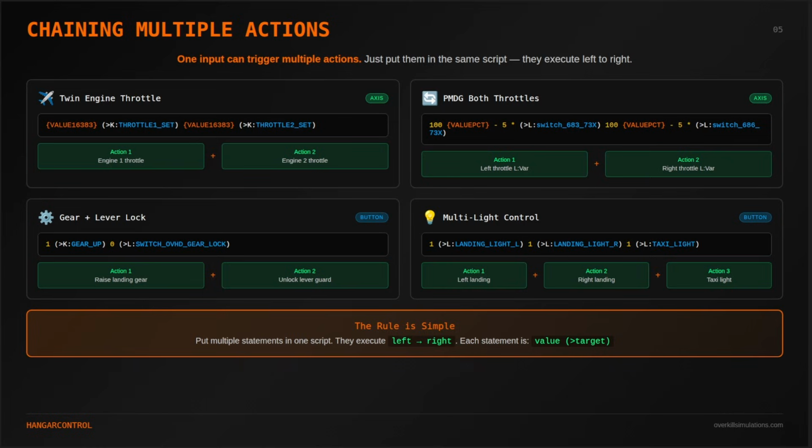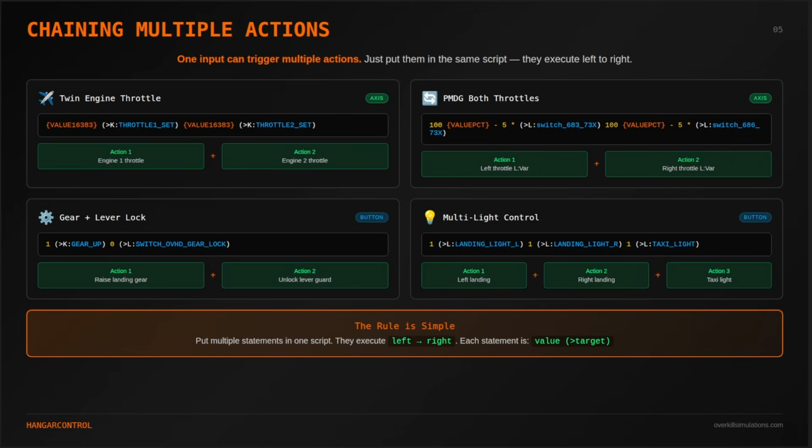We can do value 16383, then write to K throttle 1 set, and then take value 16383 and write to throttle 2 set, all in a single line. And then you will have both of your throttles operating on the same axis. So two statements in one script, they execute from left to right. So if you're ever looking for a sequence that has to go in a particular order, it reads the same way that we read and write, from left to right. So first engine 1, then engine 2. But it happens from your eyes, and the action, the sim, will be on a simultaneous level.